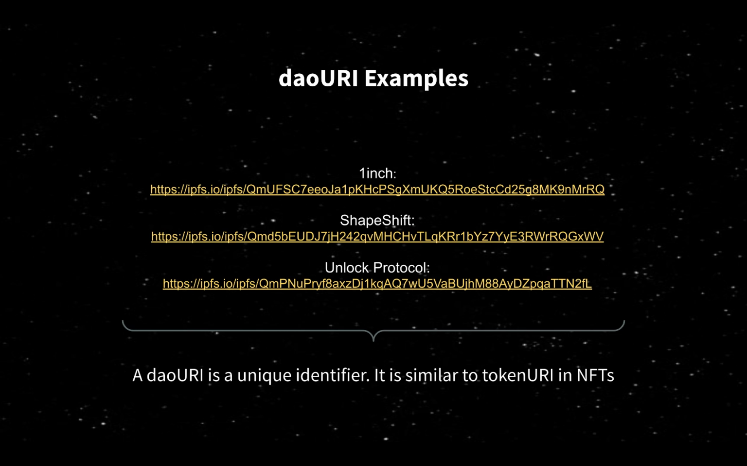It aims to standardize the publishing of DAO data so that everyone who is interested in this data has an easy time accessing it. A DAO URI is a unique identifier of a DAO, and it is very similar to the token URI concept in NFTs, if you're familiar with it.